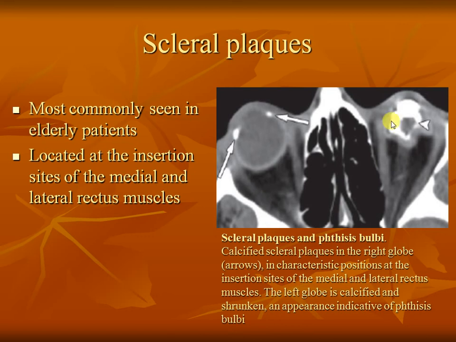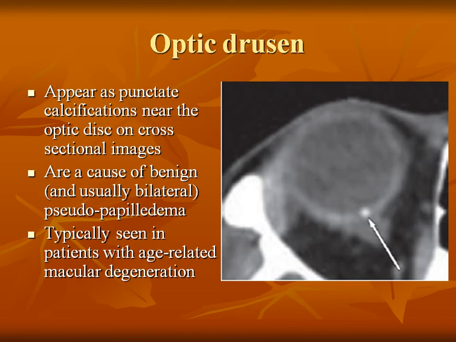randomly. Okay, you can see here this eye globe is shrunken and markedly calcified. This we call the phthisis bulbi. This is phthisis bulbi, completely shrunken and calcified globe. Okay. Calcification at the site of the optic nerve, we call it drusen. So this is drusen. Okay.